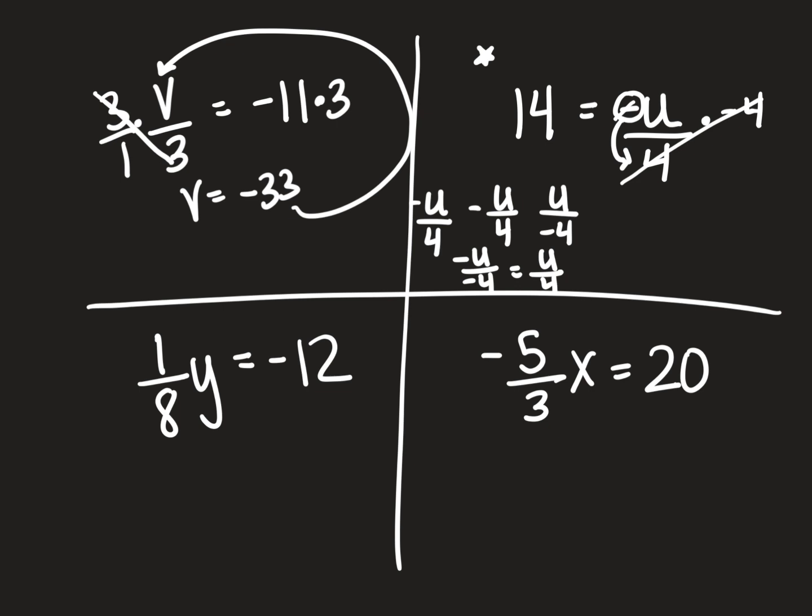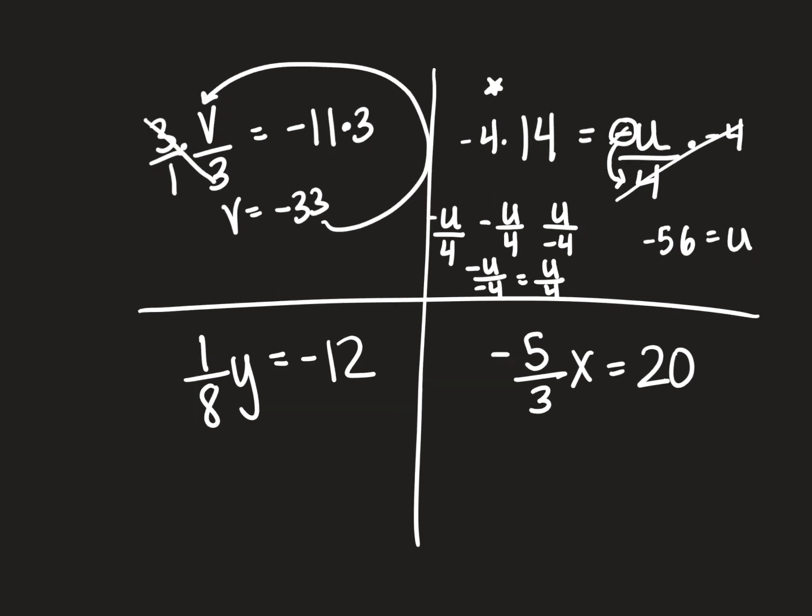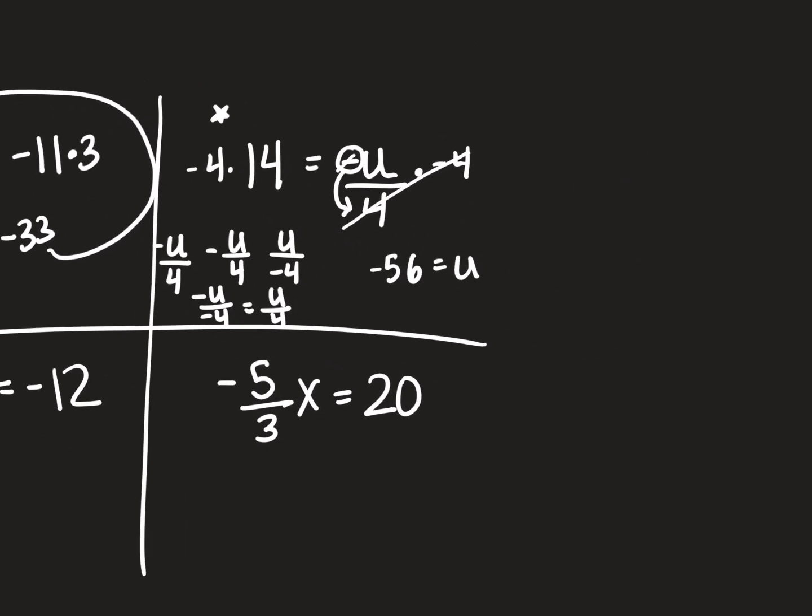So when I multiply by -4 on both sides of the equal sign, I get -56 is equal to u. I'm going to go ahead and do this problem one more way to show you that you could do it a different way. So if I had 14 is equal to negative u over 4, the first step could be to multiply by 4. I get 56 is equal to negative u.